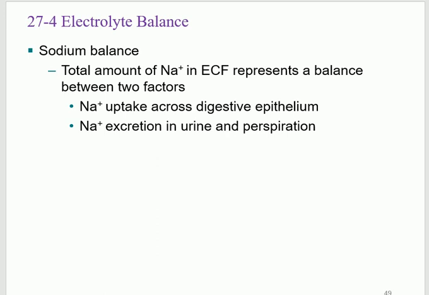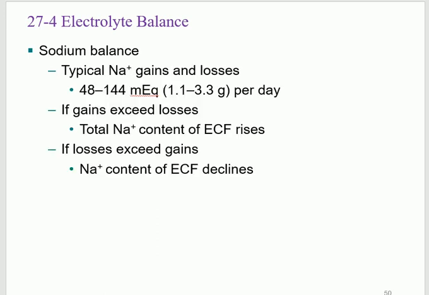And sodium balance, potassium balance, it's all about input and output, gain and loss. This is always the case. So if you gain more than you lose, you have extra. If you lose more than you gain, you have less.